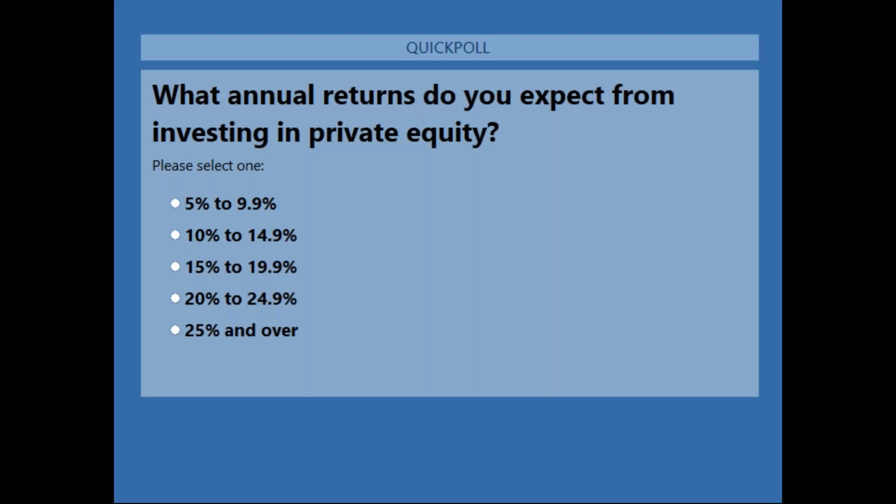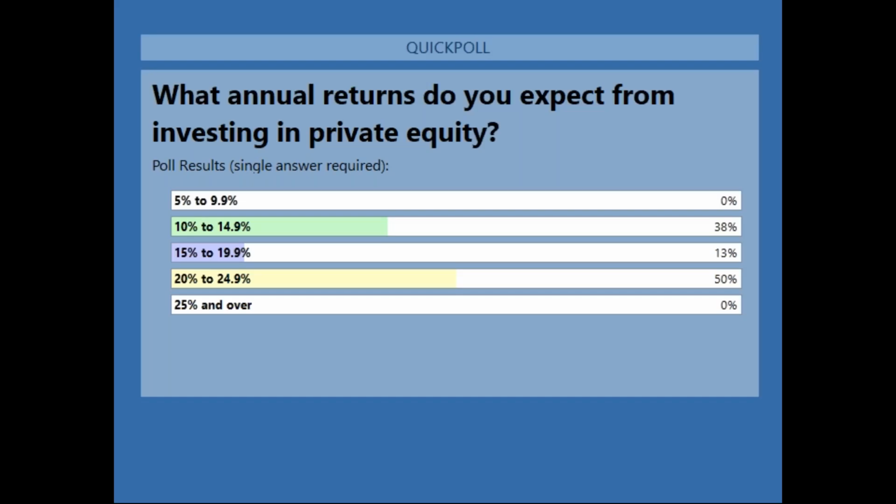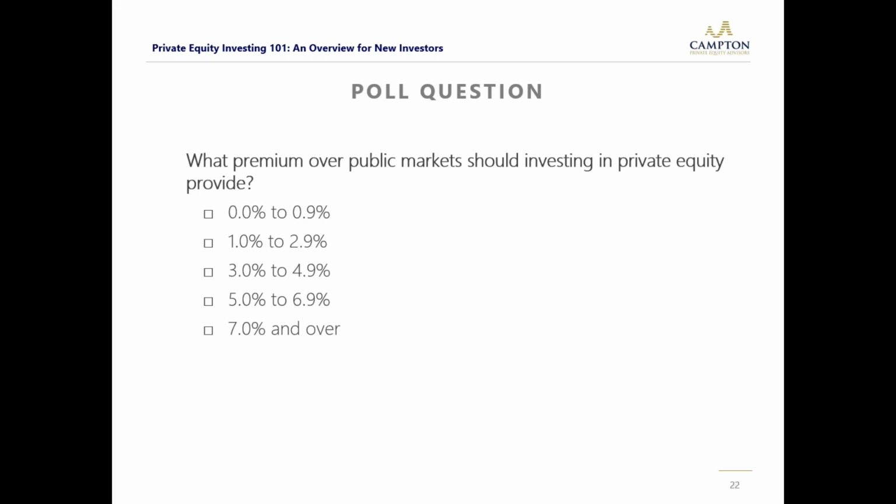So why don't we go ahead and close that poll and see what people find here. So 10 to 15% is kind of the bulk. Let's see, 20 to 25 actually says 50%. So that's pretty interesting. The range here is from 10 to basically 25% for what people expect. So that's a pretty broad range. Let's move to the second poll question.